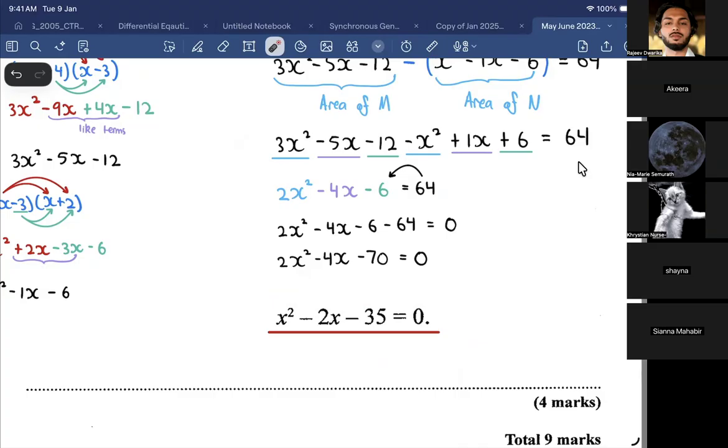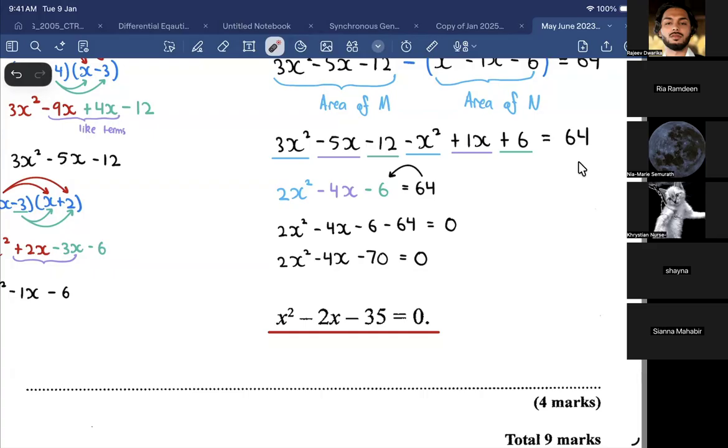I want to hear from Ria too. Ria, we want to go from this to this. What do you think I should do next? So I was kind of thinking the same thing she was thinking, you know. Divide? Yeah. I would divide as well.